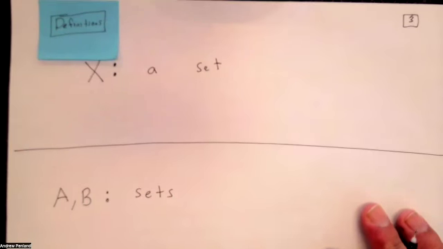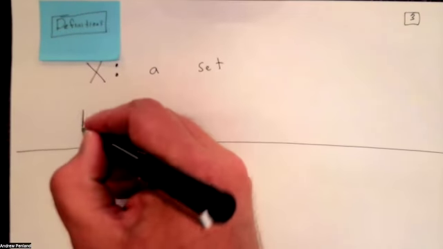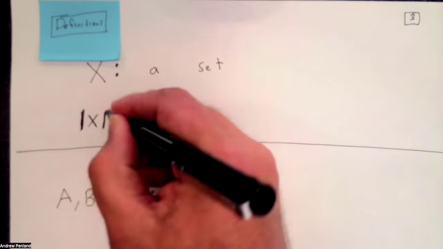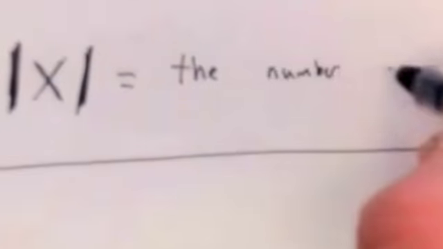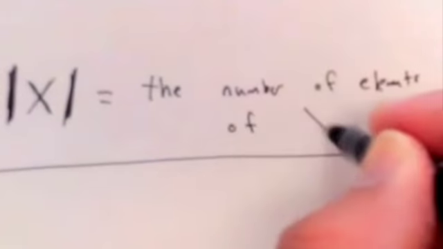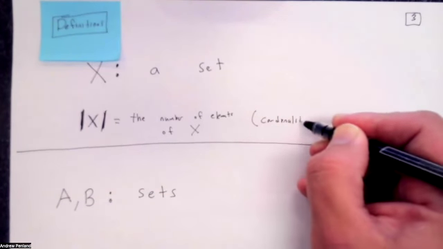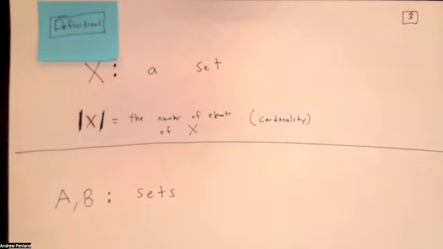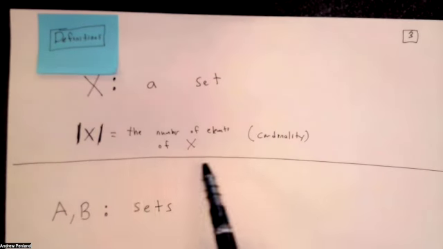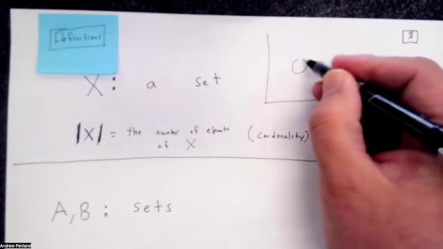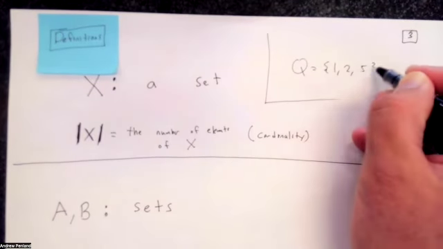I want to explicitly tell you everything that I expect you to know. If X is a set and I put these bars around X, what I'm expressing here is the number of elements in X, also called the cardinality. People sometimes say size, but we're not going to use that term because size has a different meaning in discrete structures. So we're going to always call this cardinality. So for instance, if we have Q is {1, 2, 5}, we would say that the cardinality of Q is 3.